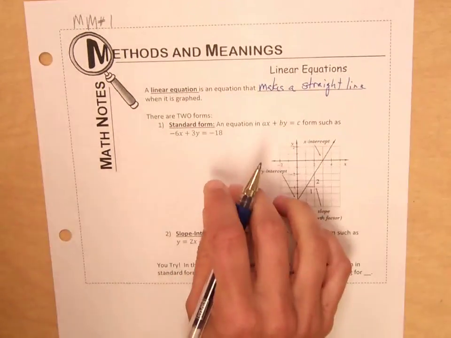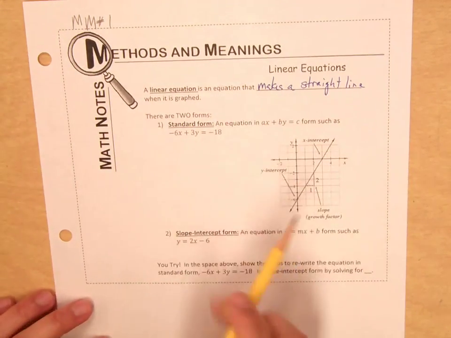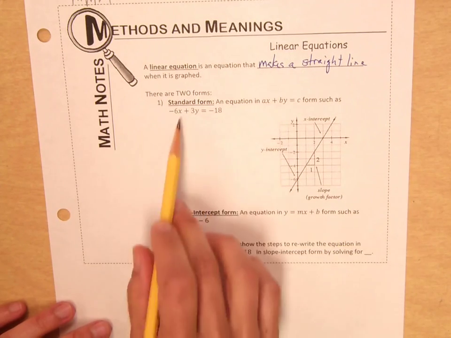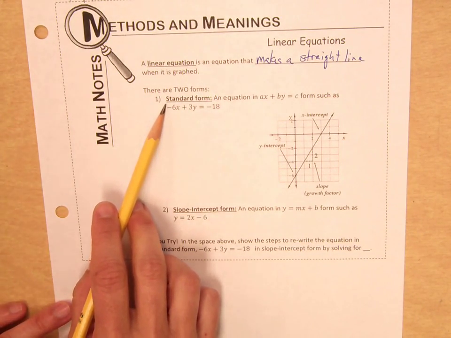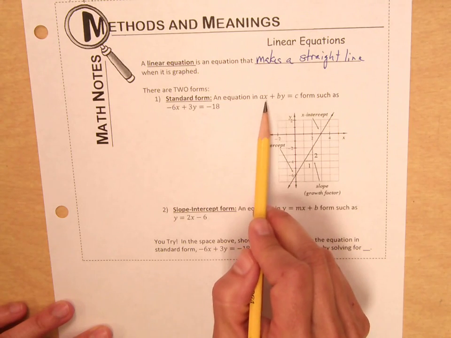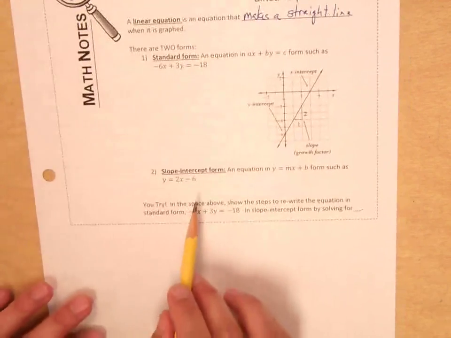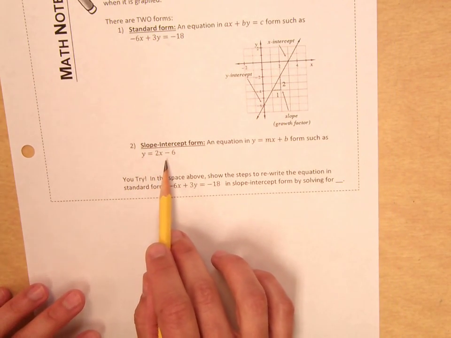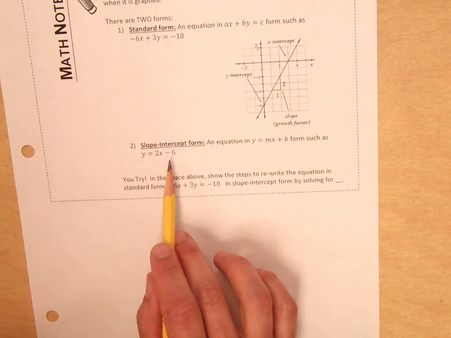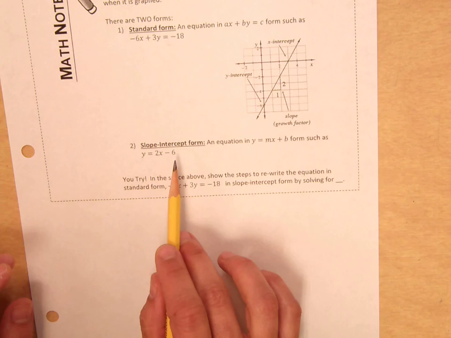when it is graphed. There's 2 forms that you need to know the vocabulary for, which is why they're bold and underlined. One is called standard form, and that's in this form, ax plus by equals c, like this. The other form that you might see is slope-intercept form, and that's y equals mx plus b, which is easier to graph. So let's go over the ways of graphing this first really quick.